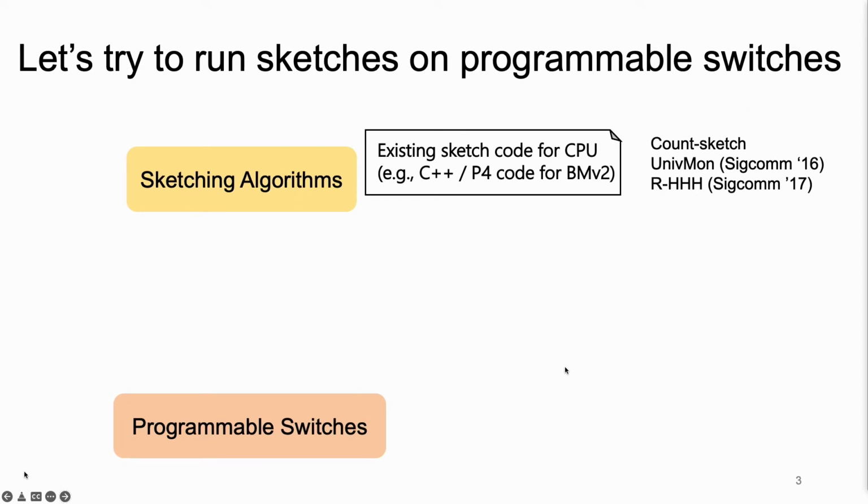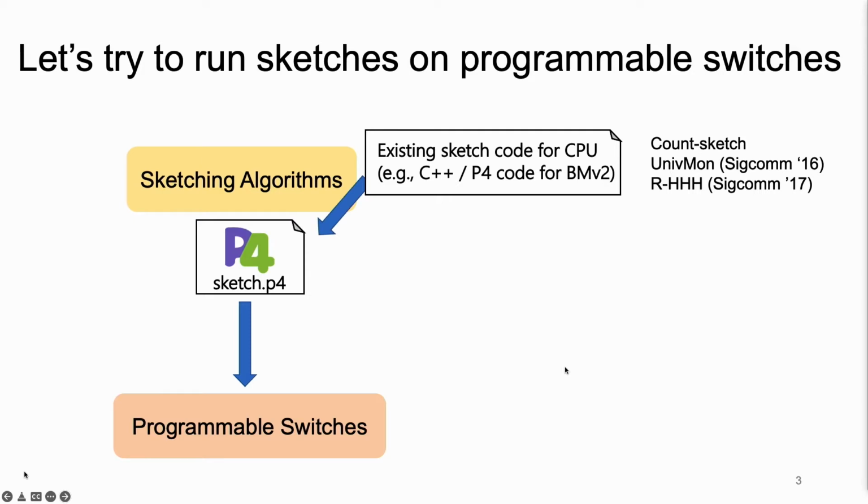So let's think of this scenario where you are a P4 developer and you want to run sketches on programmable switches. You found some popular sketching algorithms with working sketching code for the CPU environment. For example, there are C++ sketch code or P4 sketch code running on the software setting, such as behavioral model. Then you implement the P4 sketch code for the hardware target. Because P4 sketch code for the software setting cannot be directly compiled for the hardware target, a little code change is required, and you expect that everything should work fine.